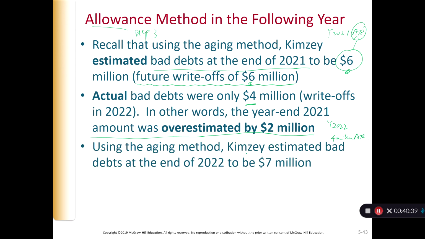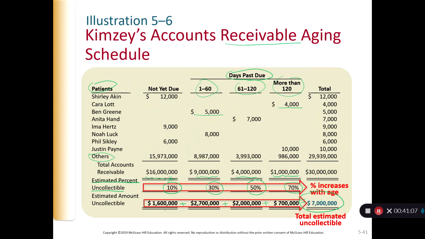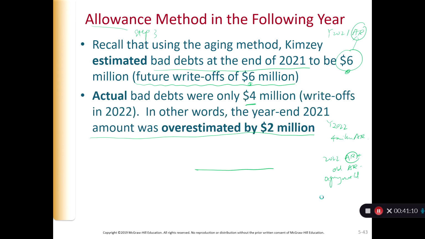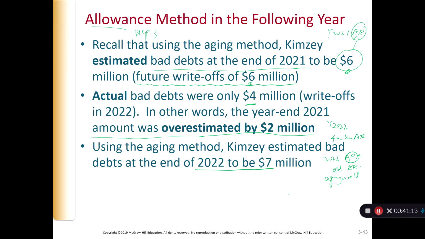So using the aging method, Kempsey estimated the bad debt at the end of 2022 is actually 7 million. Basically, during 2022 you have new accounts receivable from new credit sales, plus your old accounts receivable balances. Then you use the aging method, which is the slide we just talked about, and you find that your uncollectible amount is $7 million.